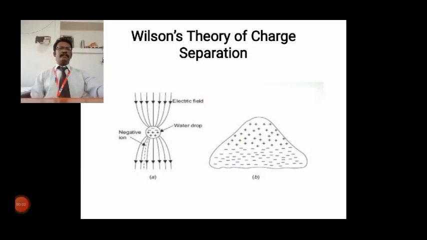According to Wilson's theory, relatively large raindrops falling in this field become polarized. The upper side acquires a negative charge and the lower side acquires a positive charge. Subsequently, the large part of the drop attracts negative charge from the atmosphere, which is available in abundance, leaving a preponderance of positive charge in the air. So these are the things happening, as developed by Wilson's theory.